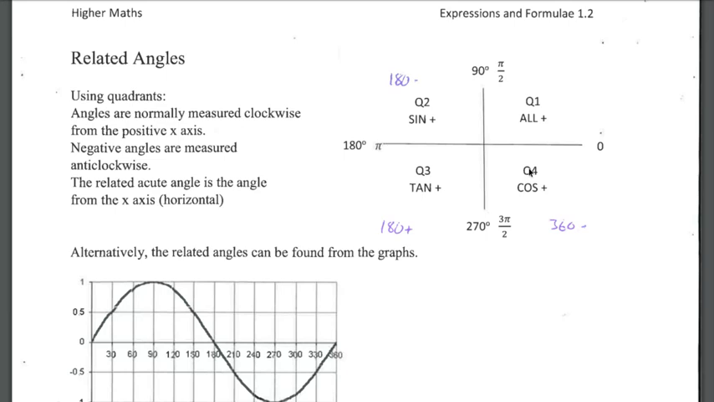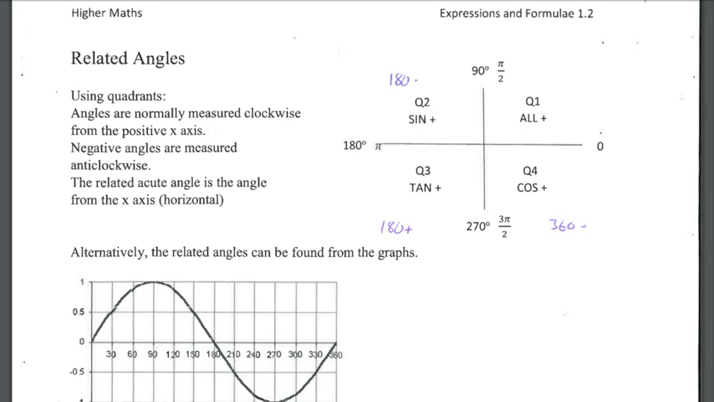So we're going to use that knowledge along with some National 5 knowledge from our CAST diagram here. And we're going to use that to find out things like sine of 120, cos of 240, tan of 315, and so on.